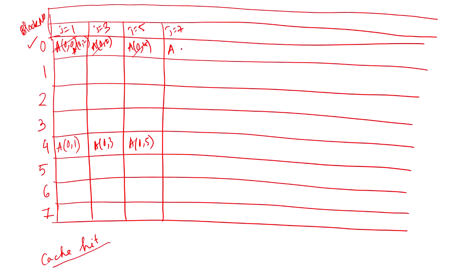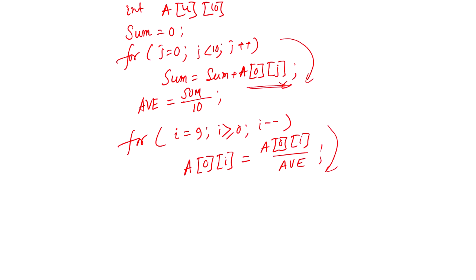Then for j, A06, A07. So, let us say j is 9. You will have A08, A09. Then the first loop is over. Now you go to the second loop. The second loop started with i equal to 9, and which data do you need?